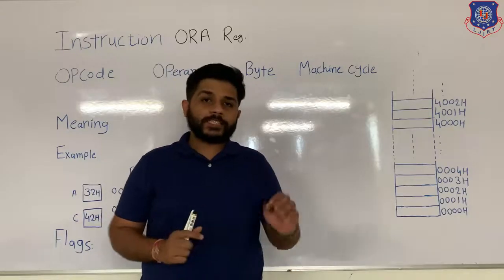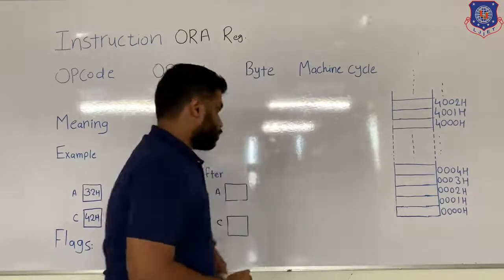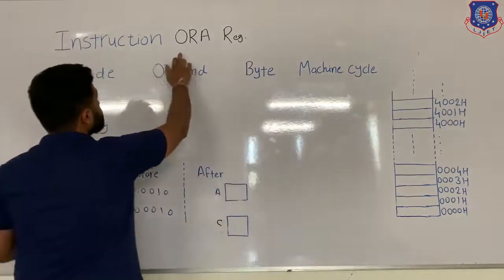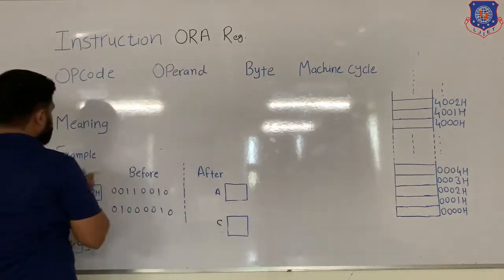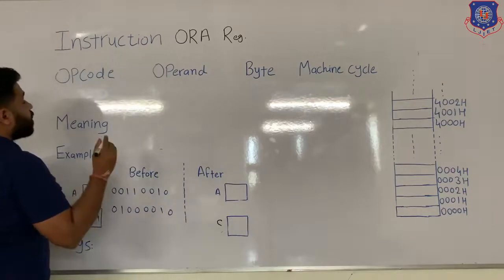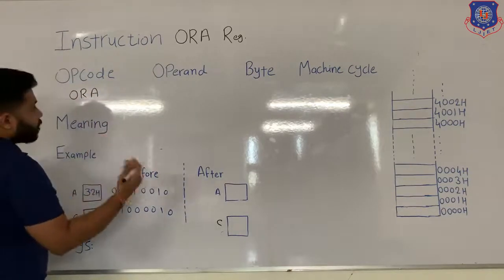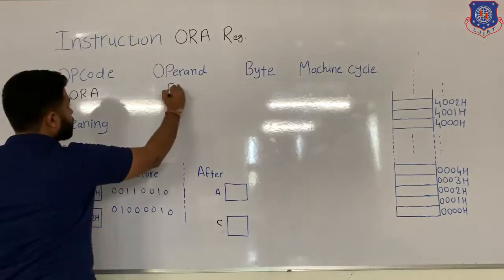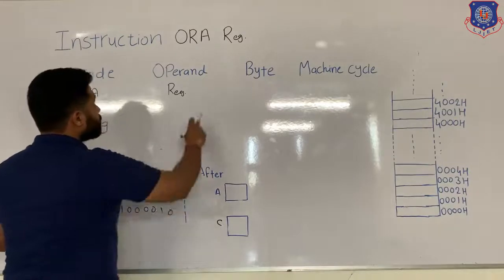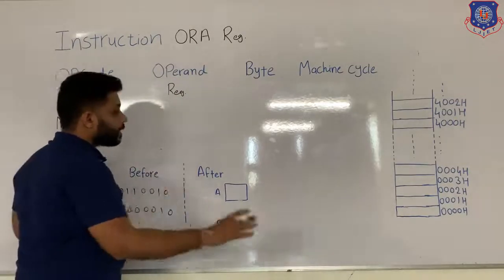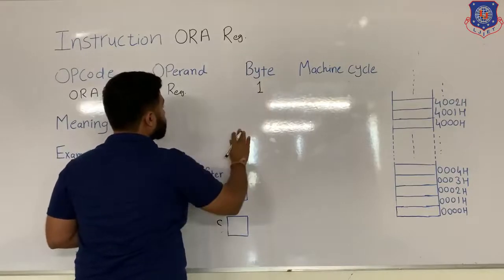Now we are going to see the next instruction, that is ORA register. You can see that the instruction is ORA register. The first part of the instruction is known as opcode. In this case, the opcode is ORA. The remaining part of the instruction is known as operand, and that is the register. As you can see in this instruction, no data is present. It means this instruction is of only 1 byte.